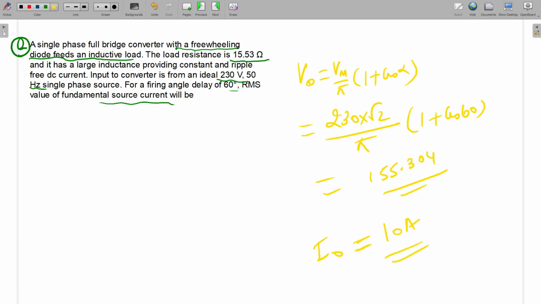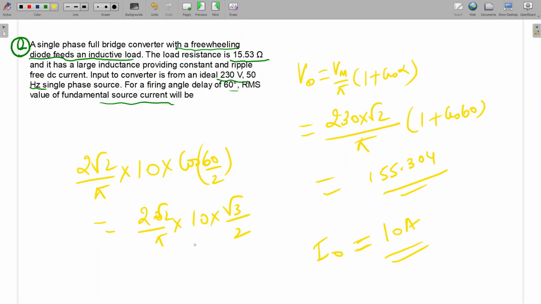So what will be the fundamental value of the source current? That will be 2 root 2 upon pi into I naught, 10, into cos 60 by 2, which is equal to cos 30. So 2 root 2 divided by pi into 10 into cos 30, root 3 by 2. That is 7.79 amps. 7.79 is the correct answer.